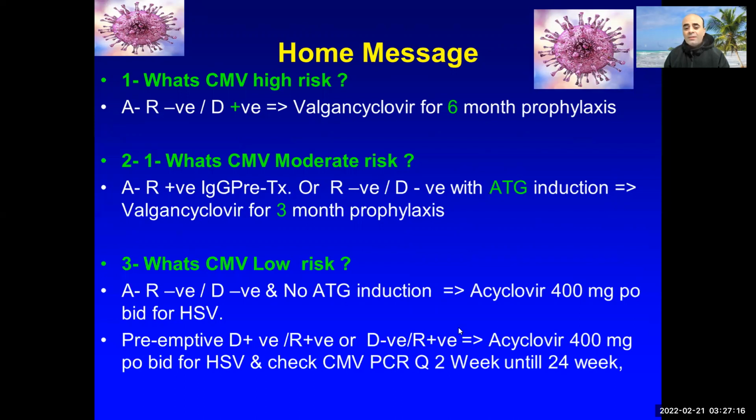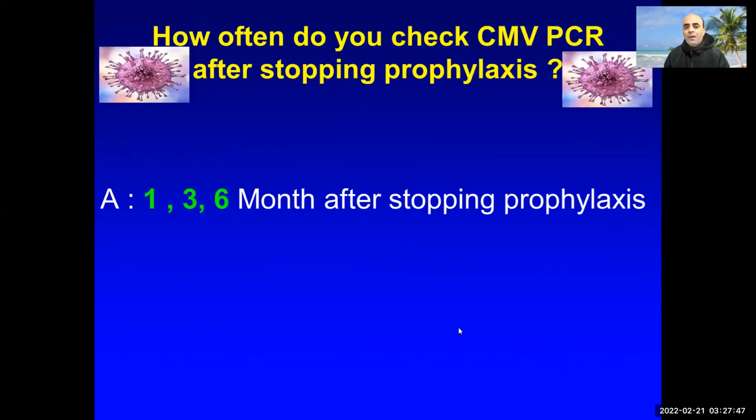What is the CMV low risk? This is recipient negative, donor negative, no ATG induction. We may not give prophylaxis, and some books mention we can give acyclovir 400 milligram per oral BID for herpes simplex virus. Preemptive: donor positive, recipient positive, or donor negative, recipient positive. Acyclovir also 400 milligram BID for herpes simplex, and check CMV PCR every 2 weeks until 24 weeks. How often do you check CMV PCR after stopping your prophylaxis? Maybe after 1 month, 3 months, 6 months after stopping your prophylaxis: 1, 3, 6.